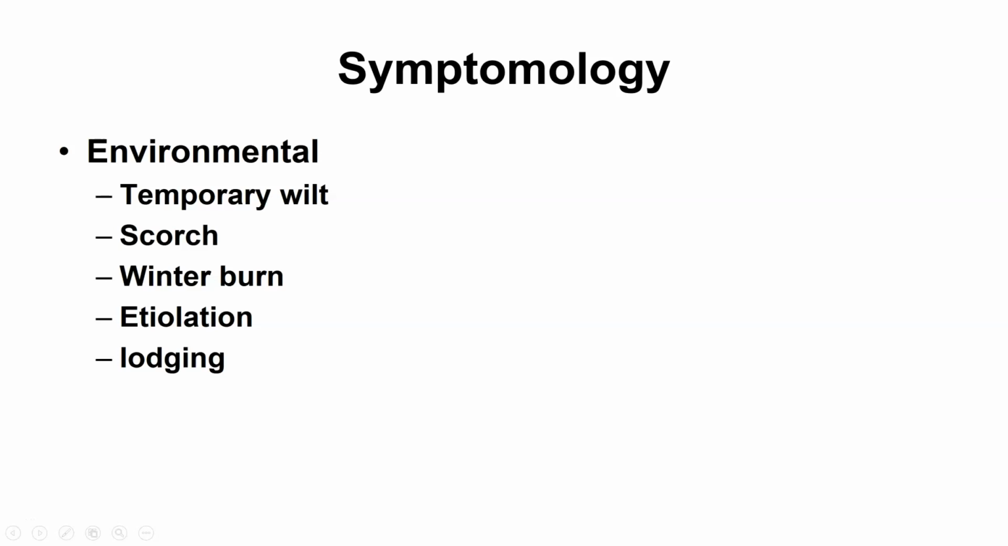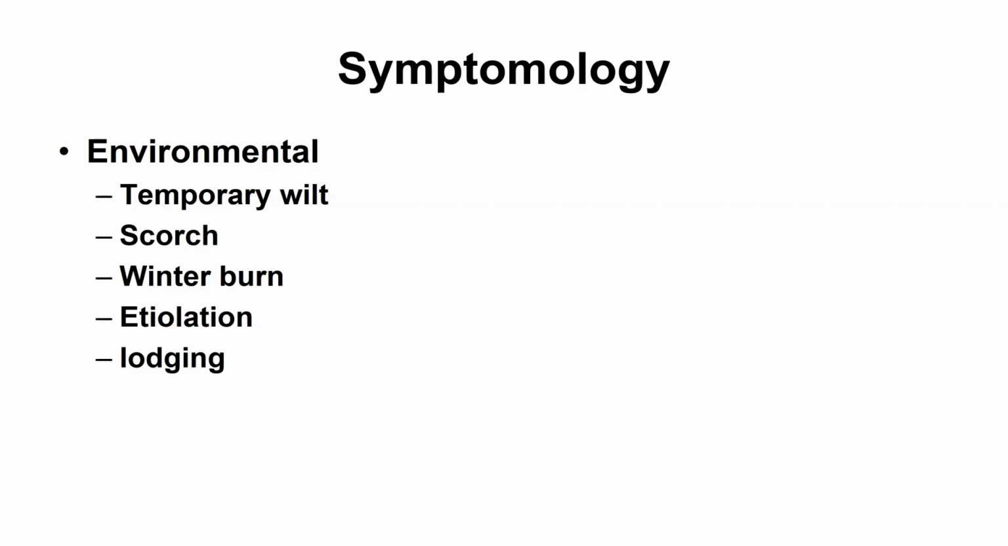Now let's look at symptomology. We're talking about environmental damage, which means we see a lot of different types of symptomology. One of them is temporary wilt. A temporary wilt is where you've got a lack of water at that particular time, even though the overall water situation could be very well. At that particular time, you don't have enough water. This presents a problem for plant growth.